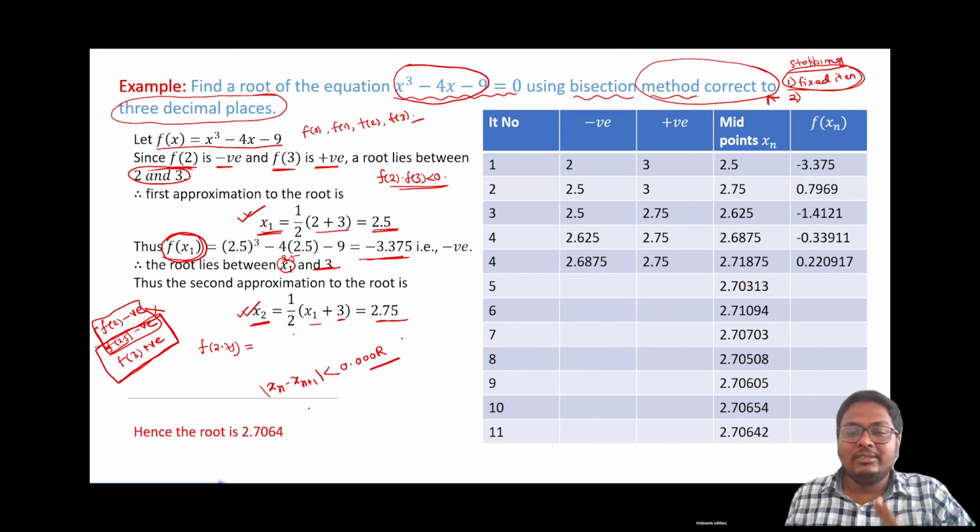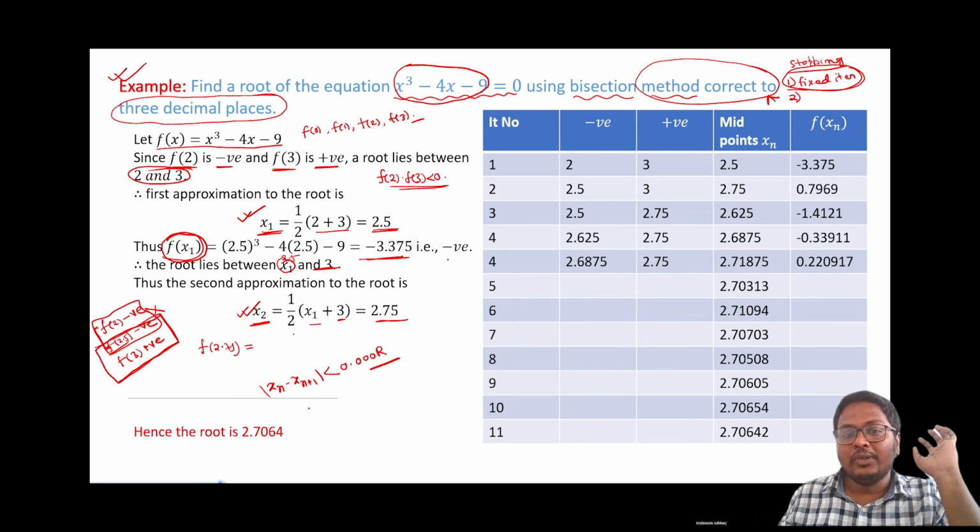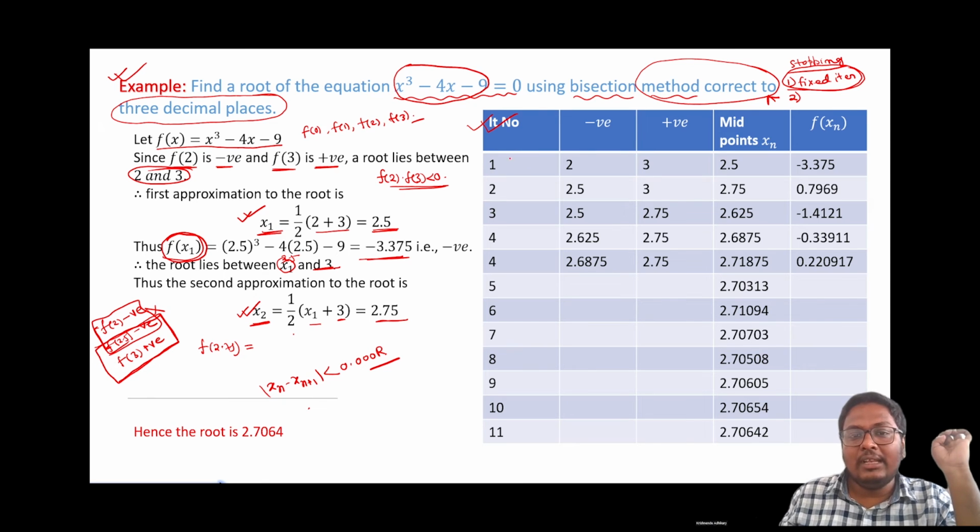Now see, whatever process we do, we can write it in a table. In the table, the first column is the iteration number. Next, here I have written the negative, meaning for which point the functional value is negative, and for which point the functional value is positive.